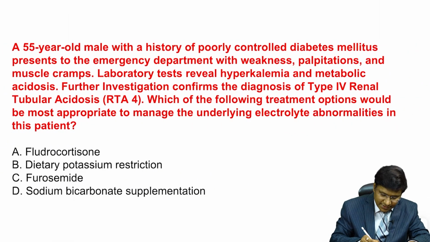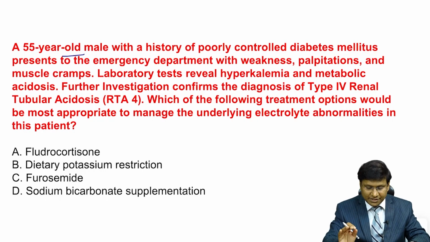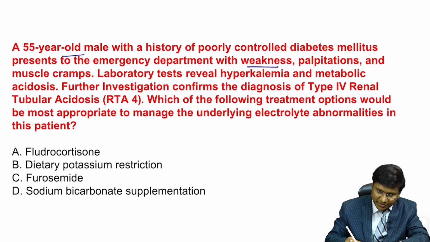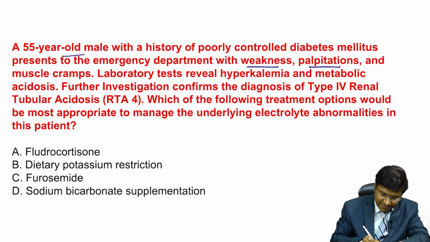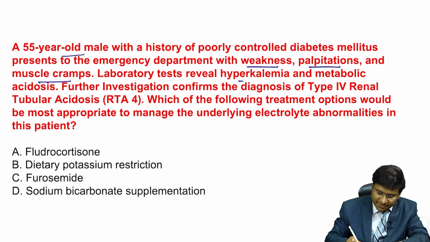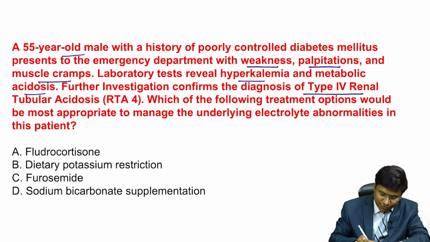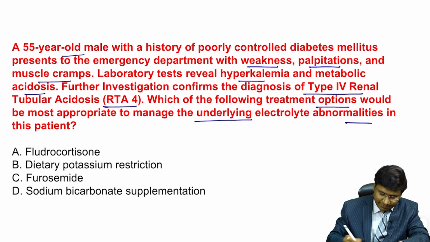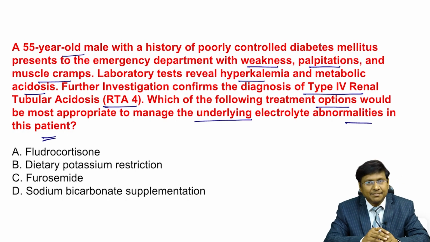And one more question. A 55-year-old male with history of poorly controlled diabetes mellitus presents to the emergency department with weakness, palpitations and muscle cramps. Laboratory test reveals hyperkalemia and metabolic acidosis. Further investigation confirms the diagnosis of type 4 renal tubular acidosis. Which of the following treatment options would be appropriate to manage the underlying electrolyte abnormality in this patient? The options are fludrocortisone, dietary potassium restriction, furosemide and sodium bicarbonate supplementation.